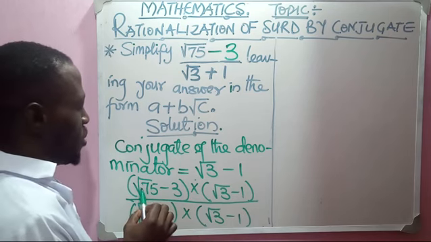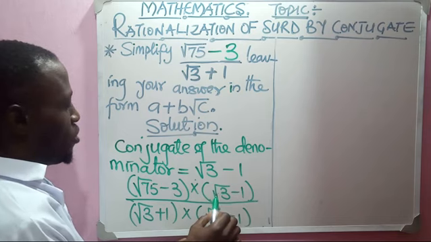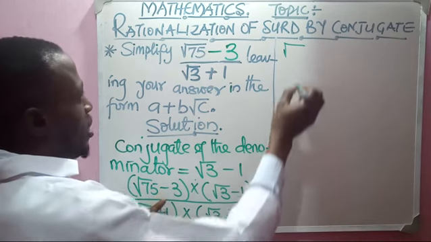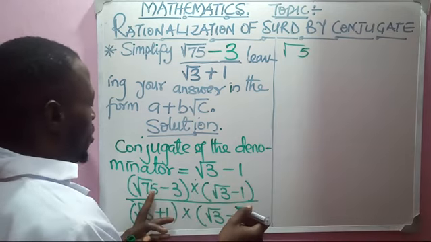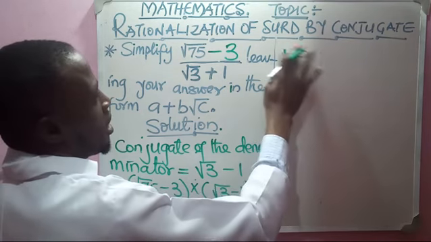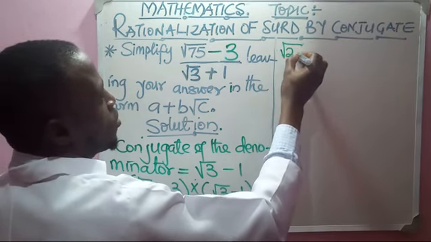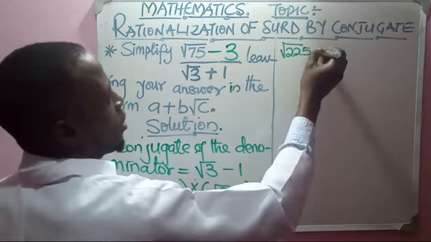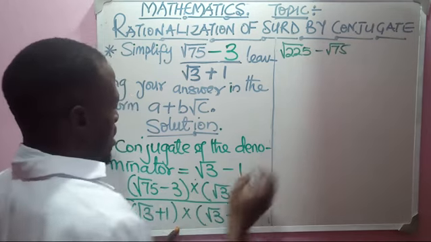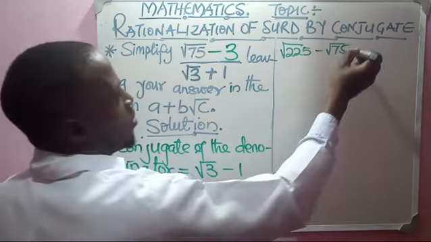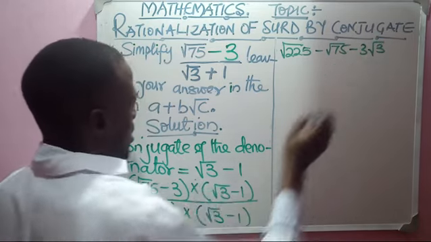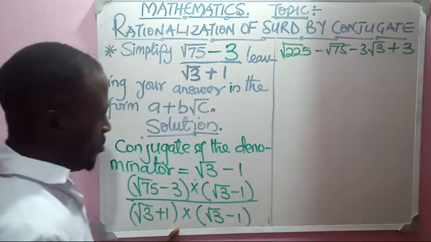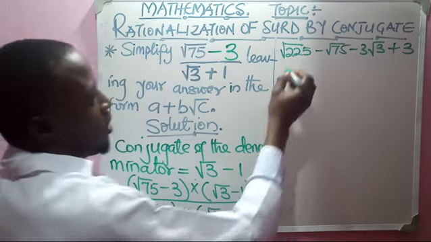By way of expansion, root 75 times root 3 will give me root 75 times 3, that will be 5 here. That's 15, carry 1, 21, 22. That means I'll be having root 225. Then root 75 times minus 1 will give me minus root 75. Minus 3 times root 3 will give me minus 3 root 3. Minus 3 times minus 1 will give me plus 3. I hope it's clear.